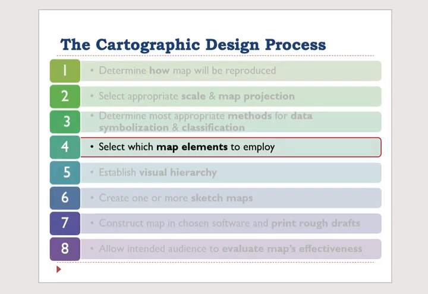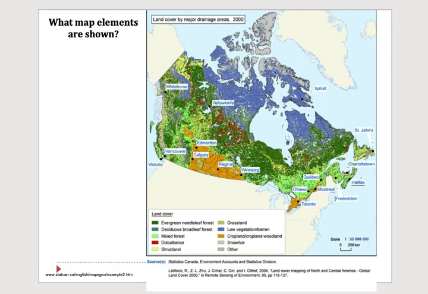And next, you want to select which map elements to employ. So what map elements are shown here in this example? Well, we could see we have the title here. We have our map showing us labels of the different locations here. And we have our legend. And note that our legend doesn't simply say legend, it says land cover.